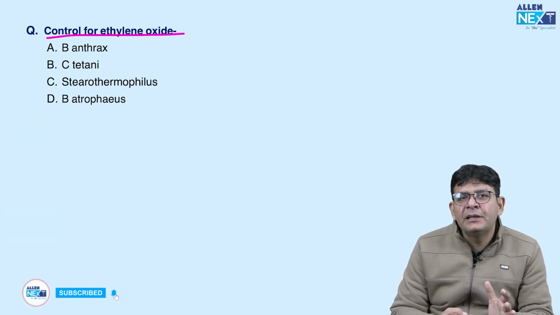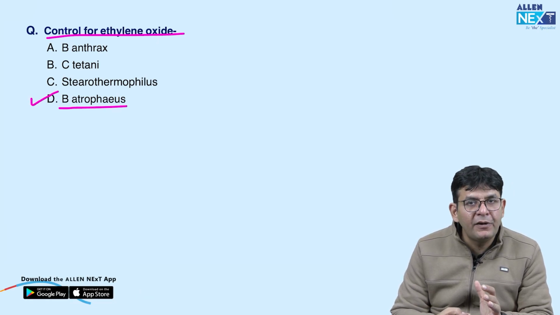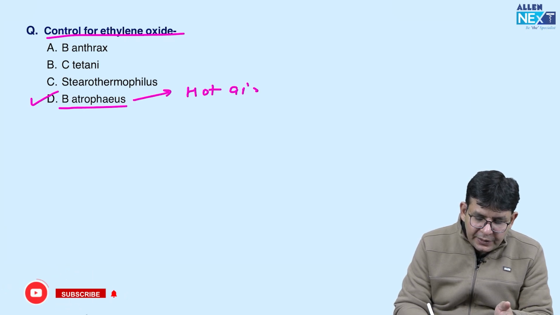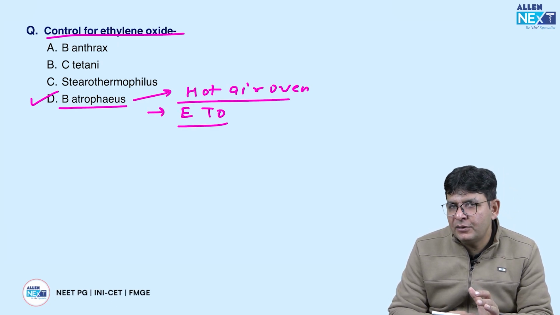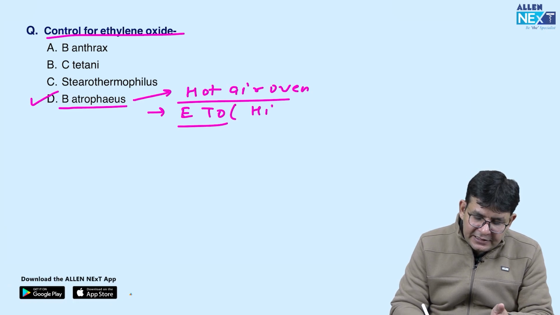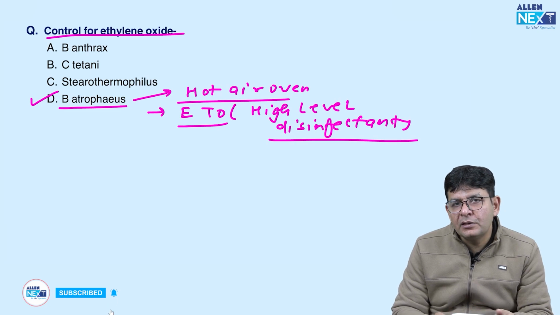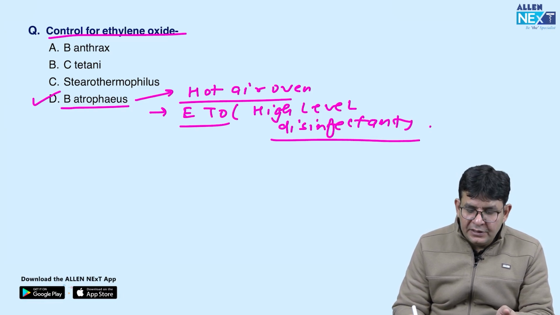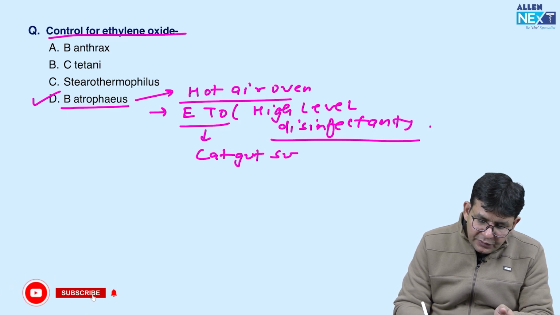Now, this question came: the control for ethylene oxide, and the answer to this obviously is Bacillus atrophaeus. And remember, guys, atrophaeus is used for the hot air oven, and it is also used for ETO, that is ethylene oxide. This ethylene oxide is a high level disinfectant, commonly used in hospitals, and it's used for catgut sutures.